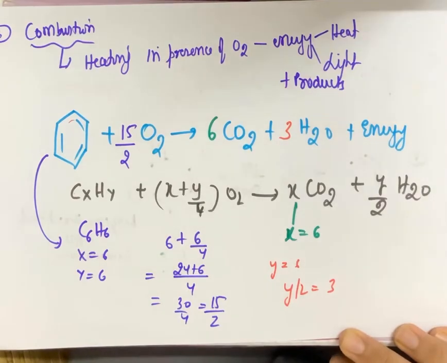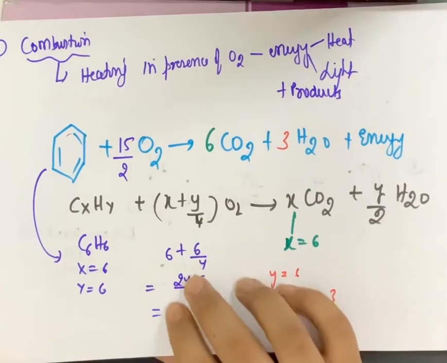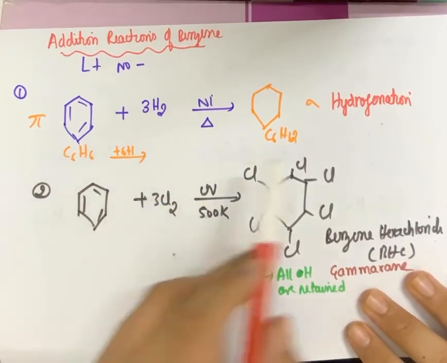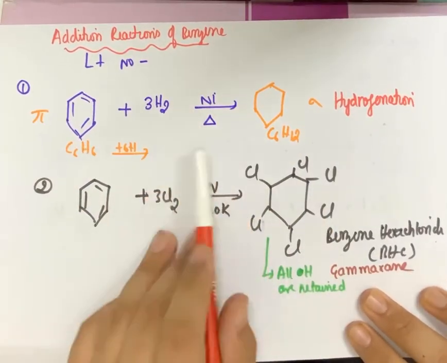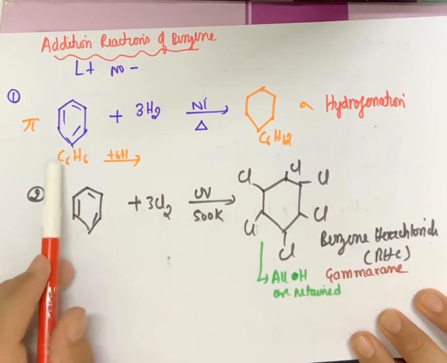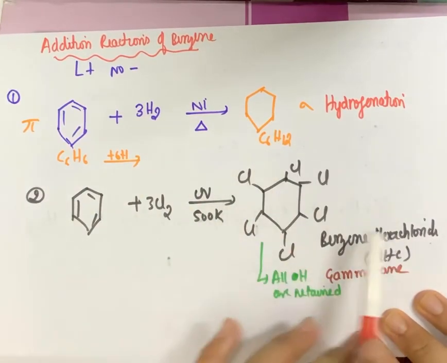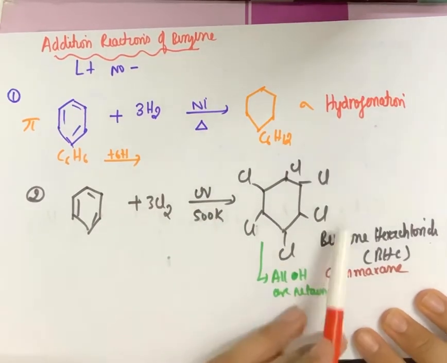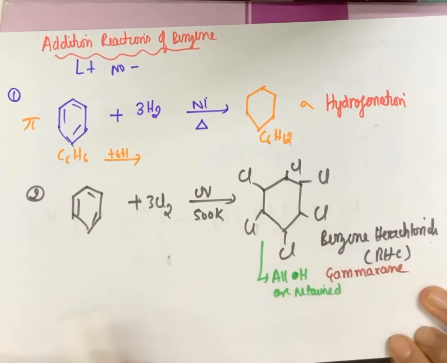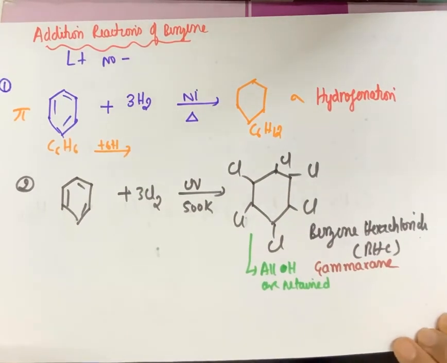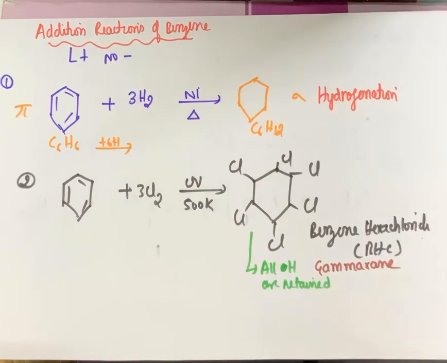So with this, we are done with the addition reaction. Again, I'll give you a quick recap of the addition reactions. We had the first reaction of hydrogenation, in which we give hydrogen in presence of nickel catalyst and heat to transform benzene to cyclohexane. Next one was transforming benzene into benzene hexachloride by adding ultraviolet light and chlorine. Benzene hexachloride is also called gammexane. So you can be asked a question to convert benzene to gammexane or to write the formation of gammexane. It's the same thing.